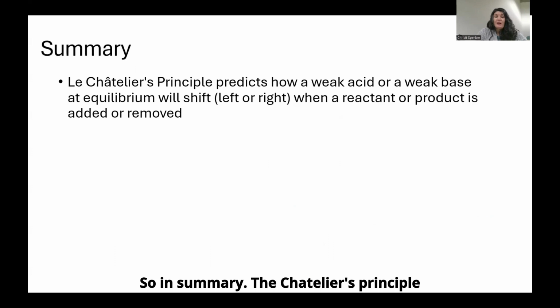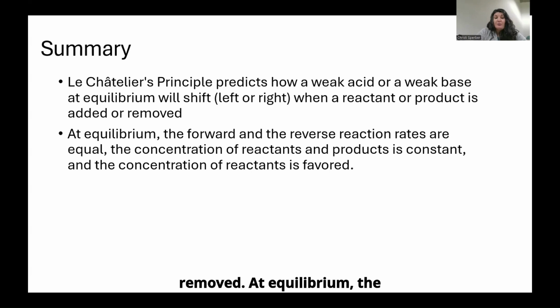So in summary, Le Chatelier's principle predicts how a weak acid or a weak base at equilibrium will shift, either left or right, to the reactants or to the products, forward or reverse reaction, when a reactant or product is added or removed. At equilibrium, the forward and the reverse reaction rates are equal, the concentration of reactants and products is constant, and the concentration of reactants is favored.